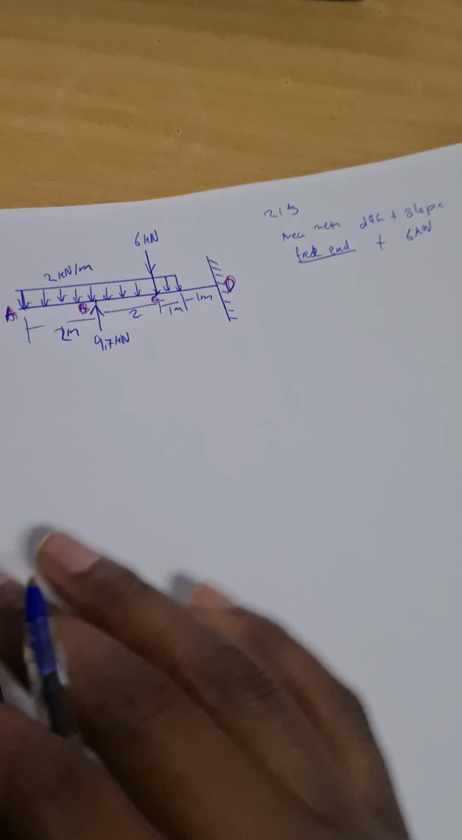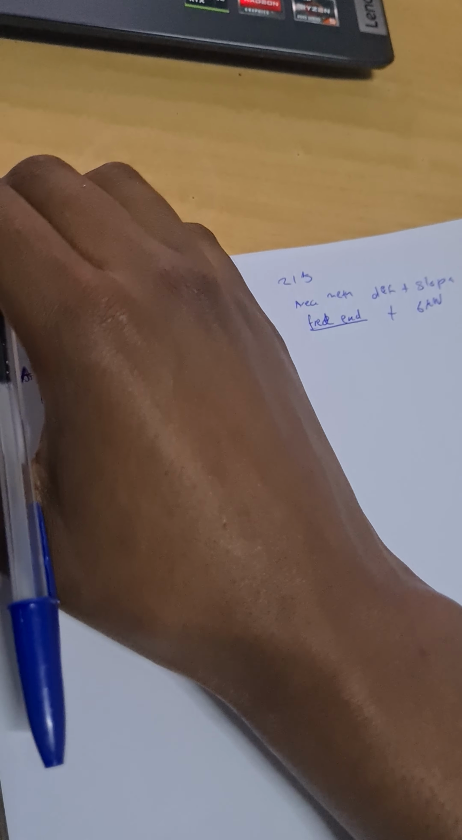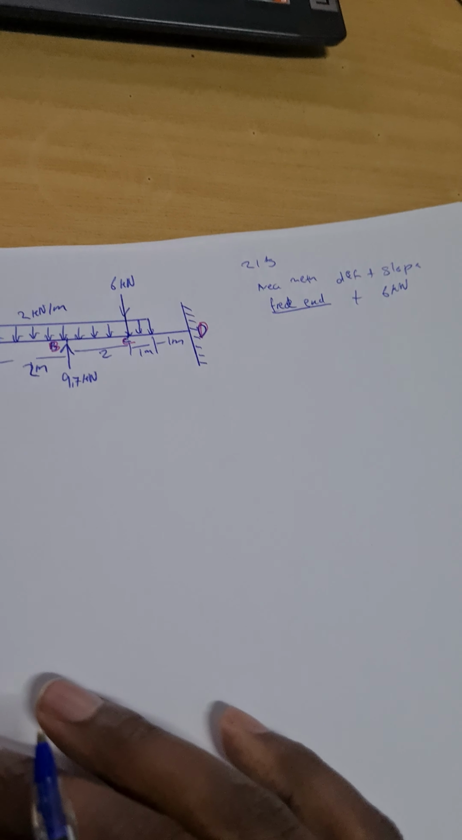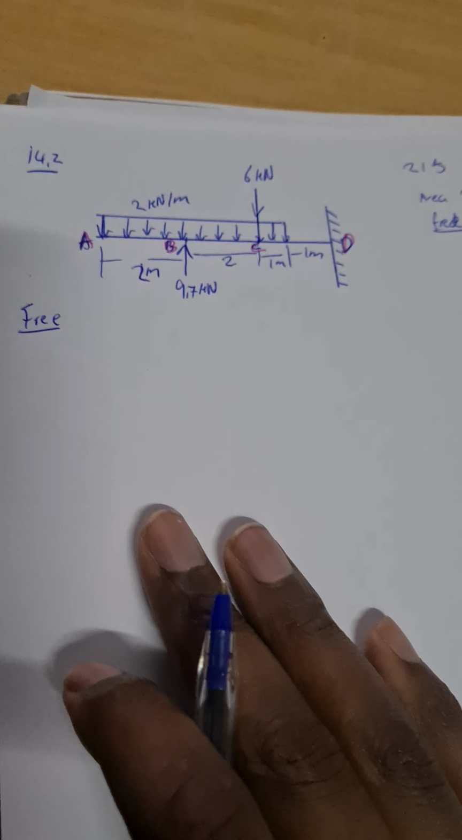Okay, first we're gonna start with the area method. Wherever they ask you for a deflection, you must focus at that deflection. So in this case, we're gonna focus on the free end. Let's focus on it. I'm gonna come back with the last one to show you how to calculate the deflection under the 6 kilonewton. So let's do the first one first.